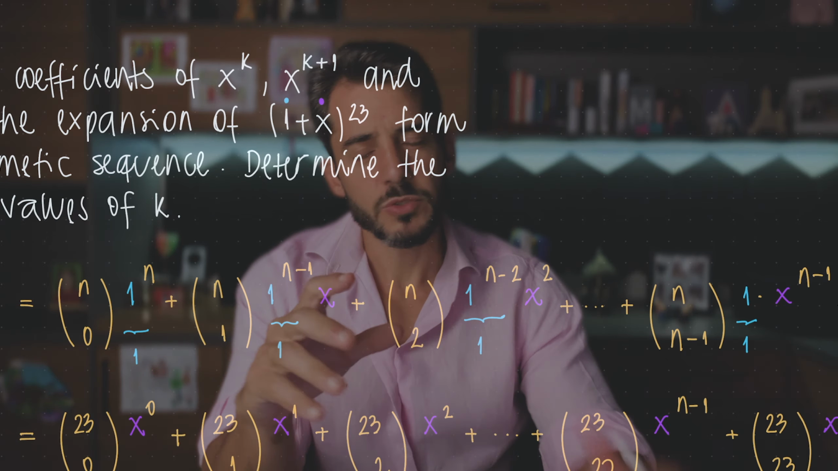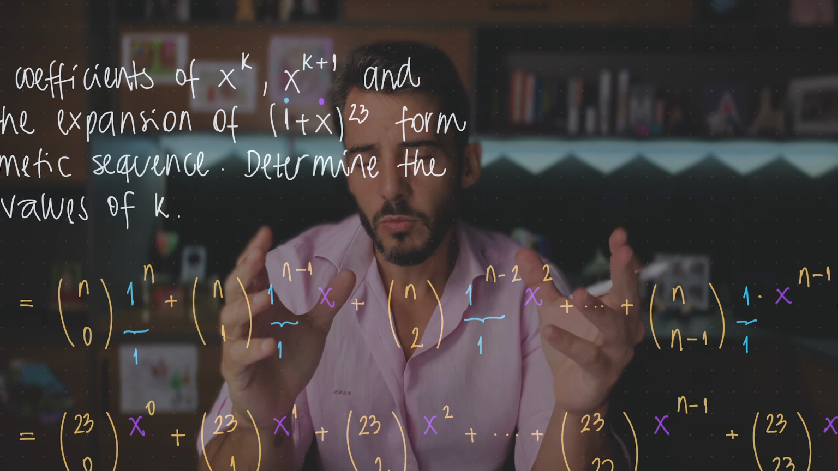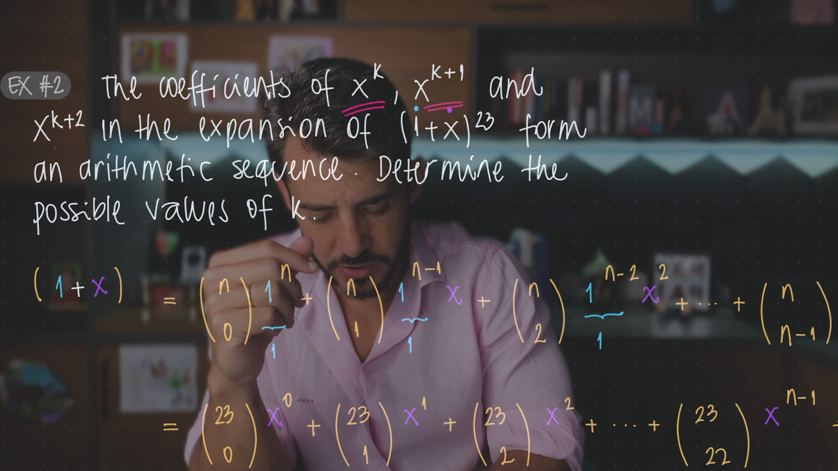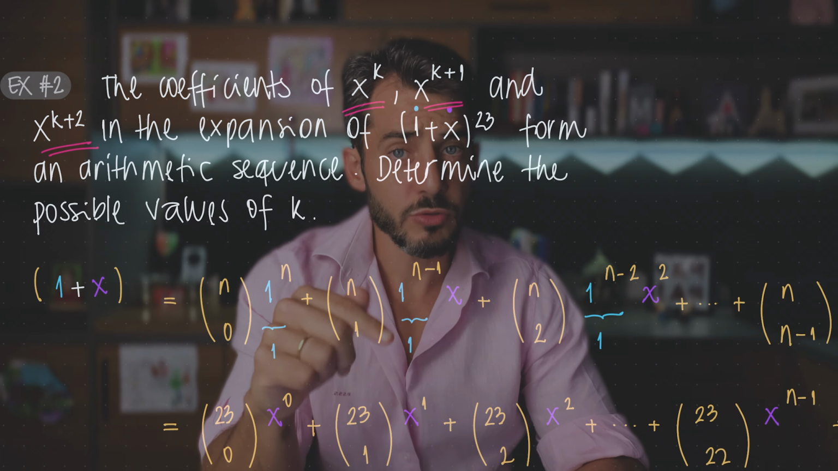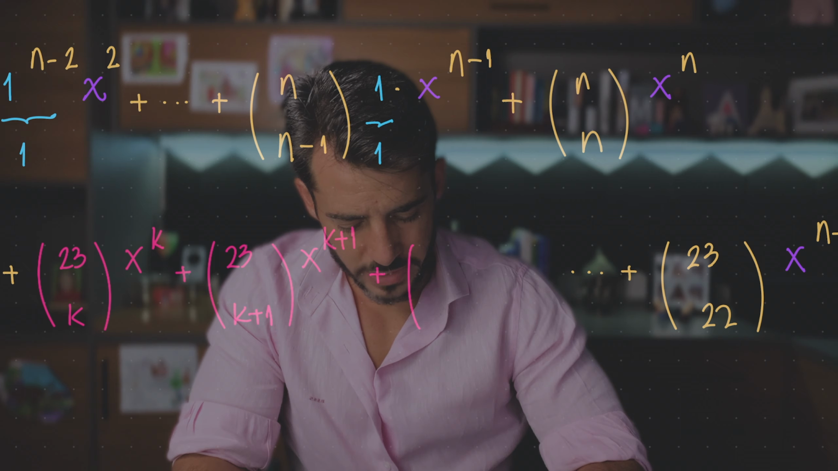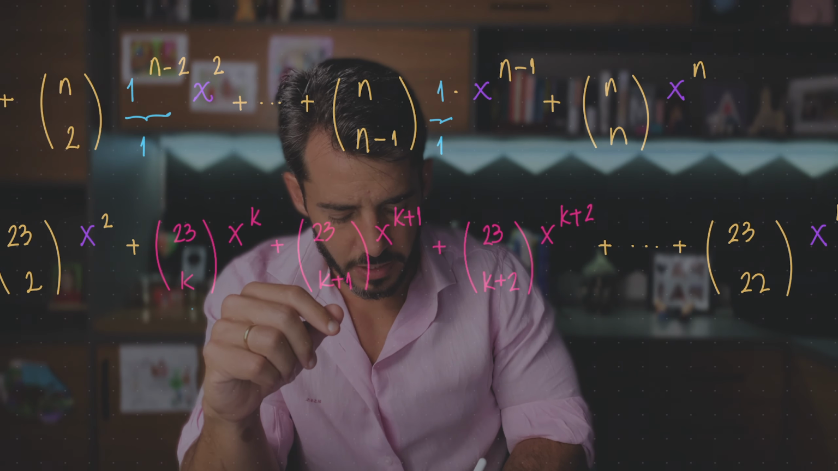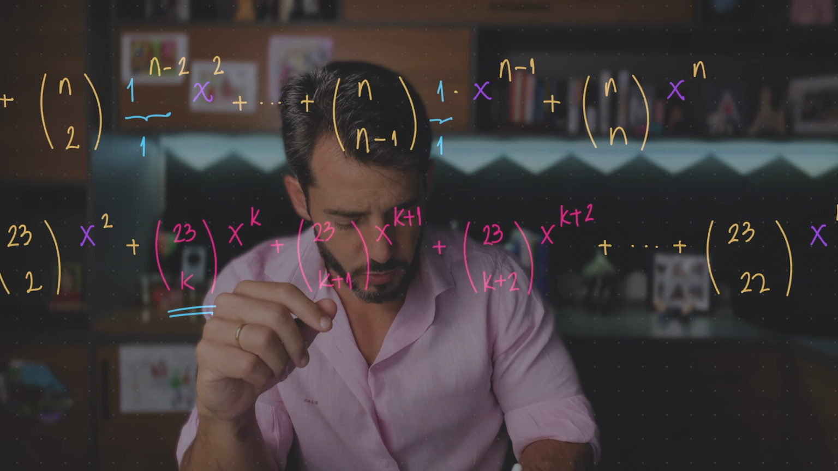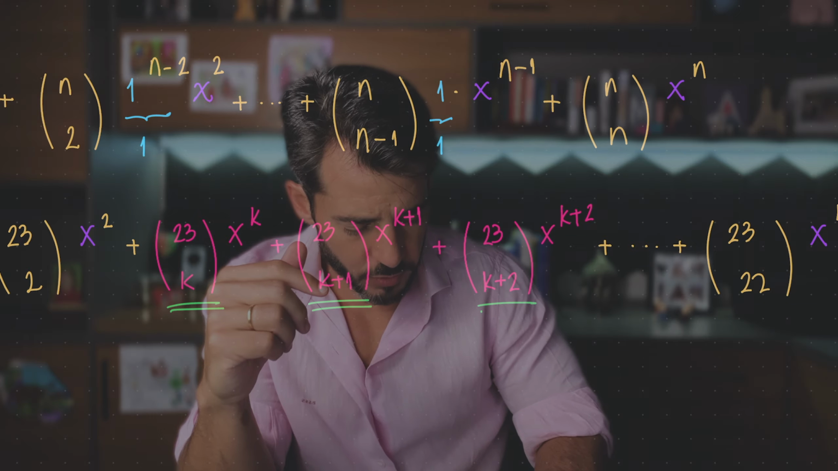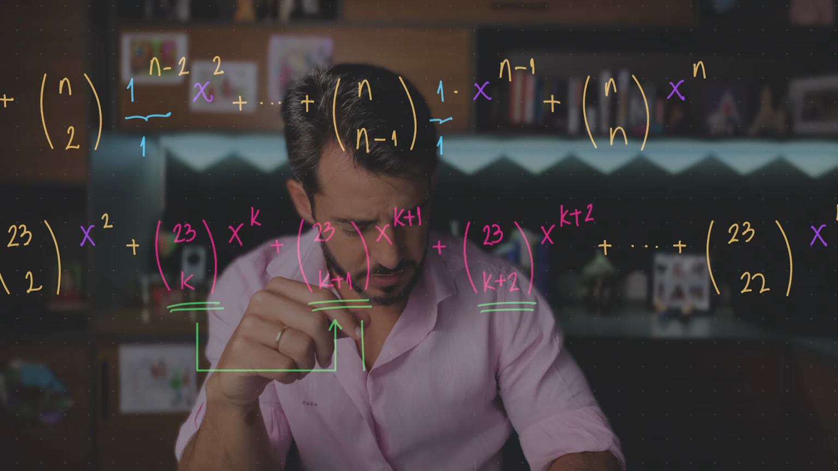Now here's the link between this binomial theorem exercise with sequences in series. We know that x to the k plus 1, and x to the k plus 2, they will show up somewhere in the middle of this expansion. We don't know exactly where, but they will show up. And given that the coefficients form an arithmetic sequence, and the coefficients are composed only by these binomial coefficients, the difference between these will be the same as the difference between these.